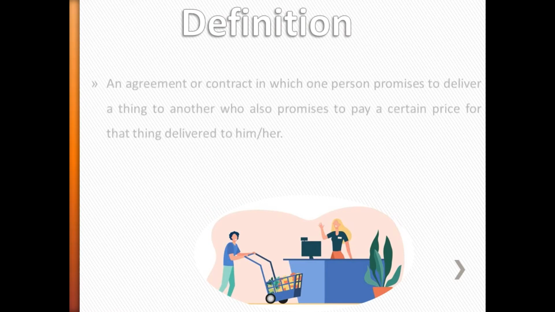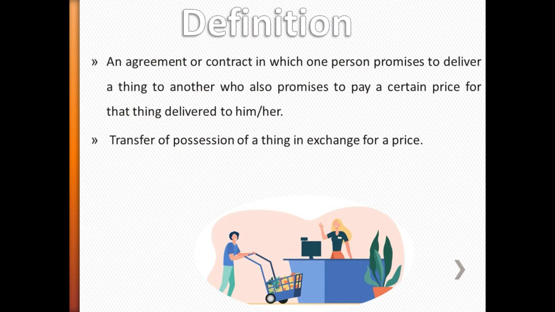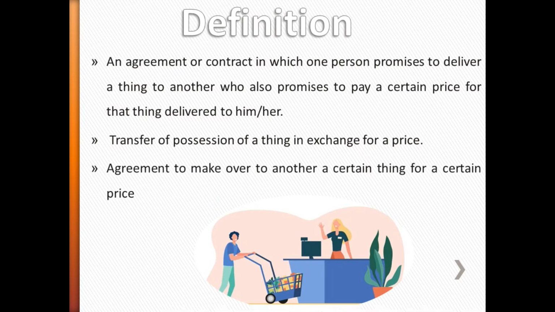The definition. Purchase and sale is an agreement or contract in which one person promises to deliver a thing to another, who also promises to pay a certain price for that thing delivered to him or her. So it is a transfer of possession of a thing in exchange for a price. Thus, an agreement to make over to another a certain thing for a certain price. That is purchase and sale.